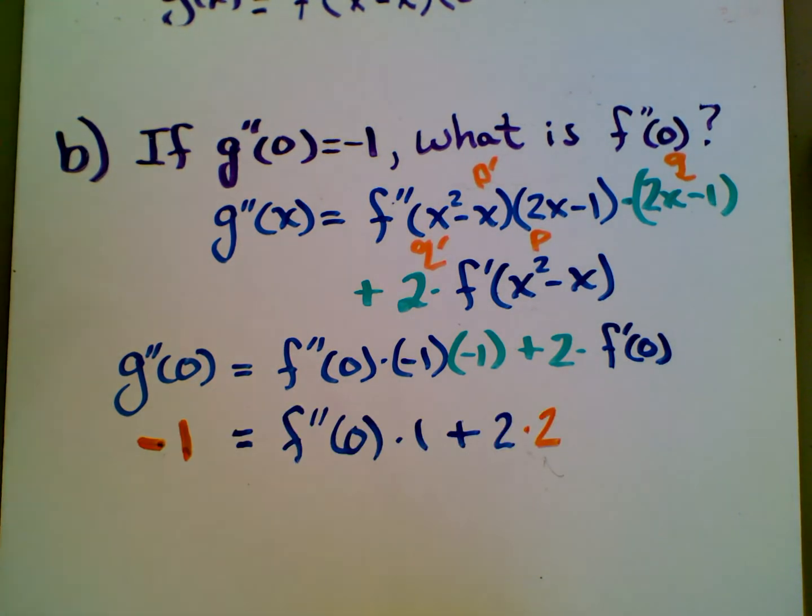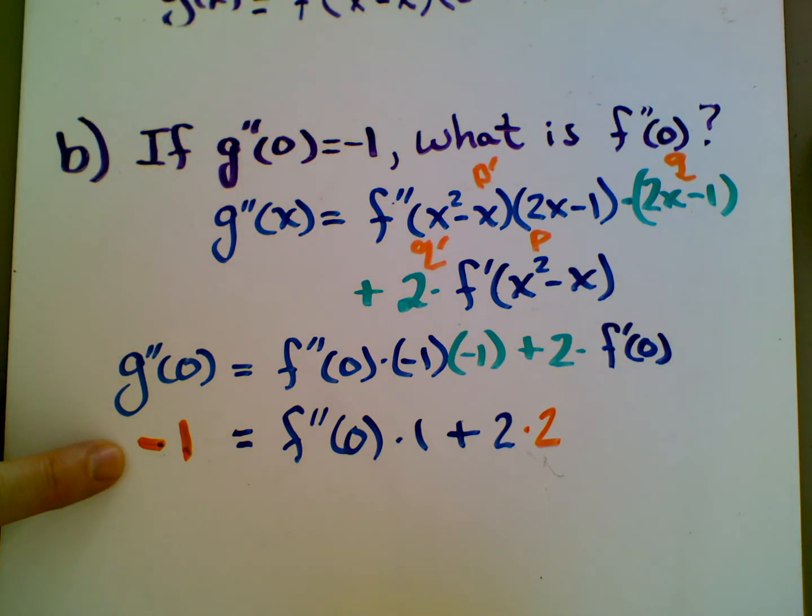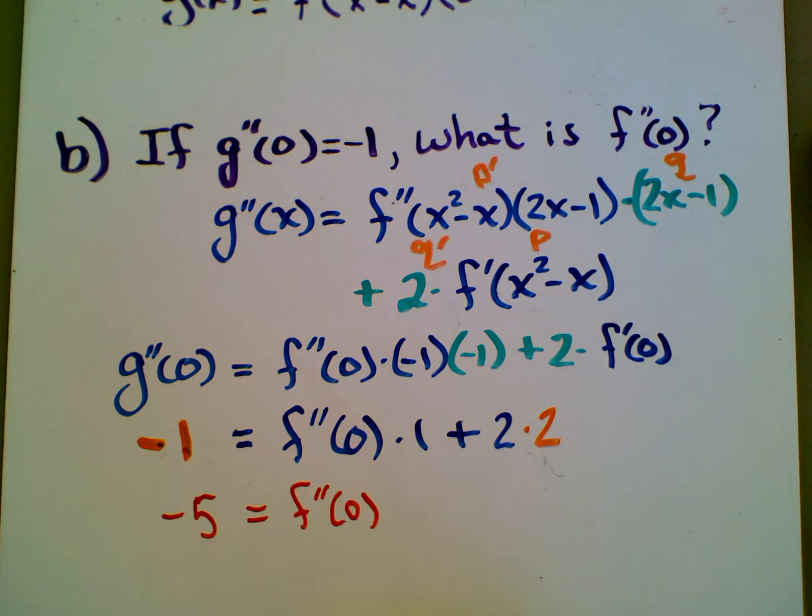We plug in the value we got for g double prime, which was given. That's negative 1. We plug in the value from the table for g prime of 0. And now we can finish solving. And we have our final solution for part B. The second derivative of f at 0 is negative 5.